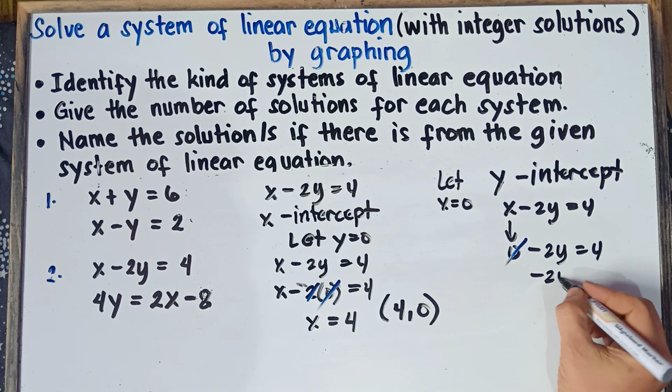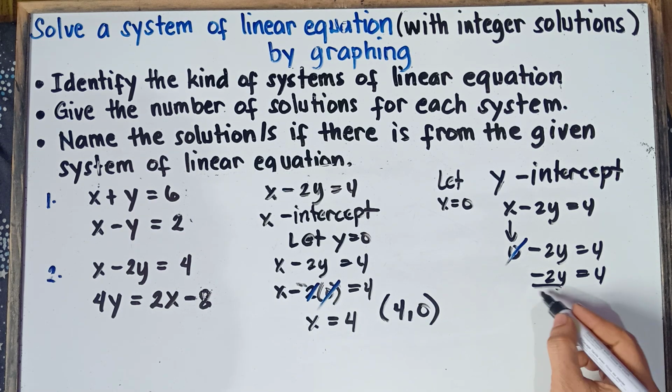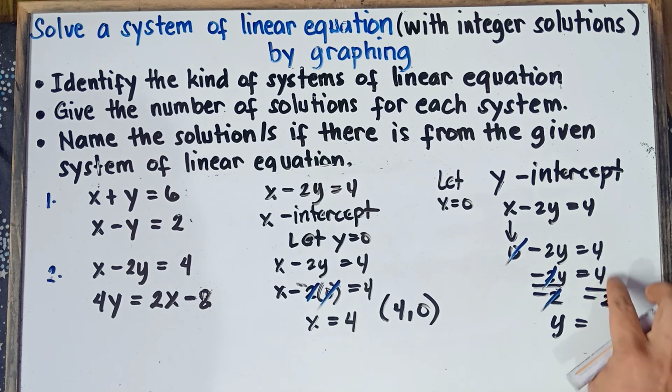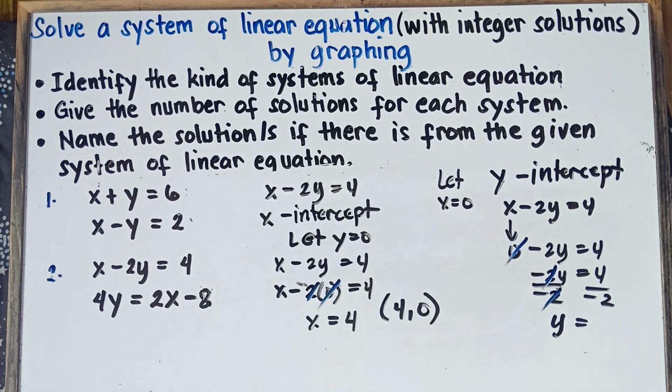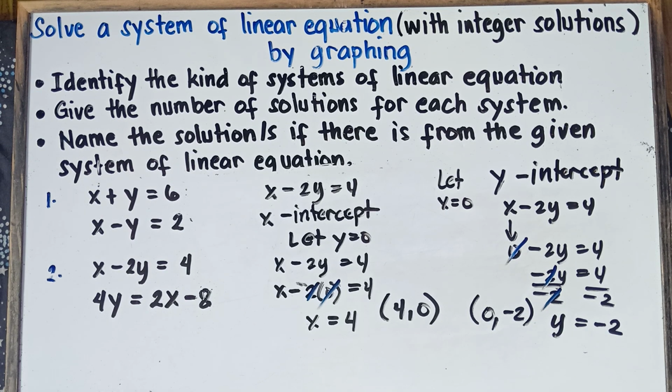So copy negative 2y equals 4. To get the value of y, simply divide both sides by negative 2. Divide by negative 2, cancel this out. So y is equal to 4 divided by negative 2. That's correct, that would be negative 2. So therefore, the ordered pair, if x is 0, y is negative 2. And that would be our first solution, class.